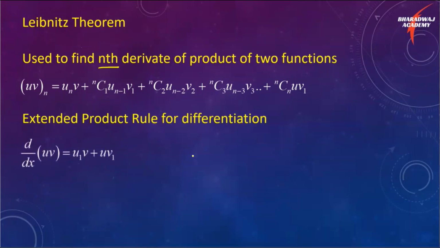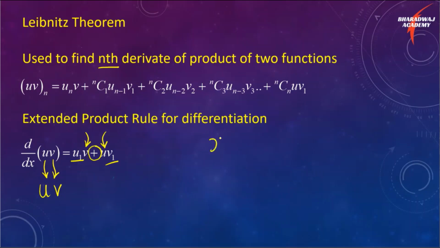What is the product rule of differentiation? If you have a function which is the product of two independent functions, u and v, the product rule is: differentiate u, keep v as it is, and keep u as it is and differentiate the other one, and you just have to add them. Let us take a quick example.